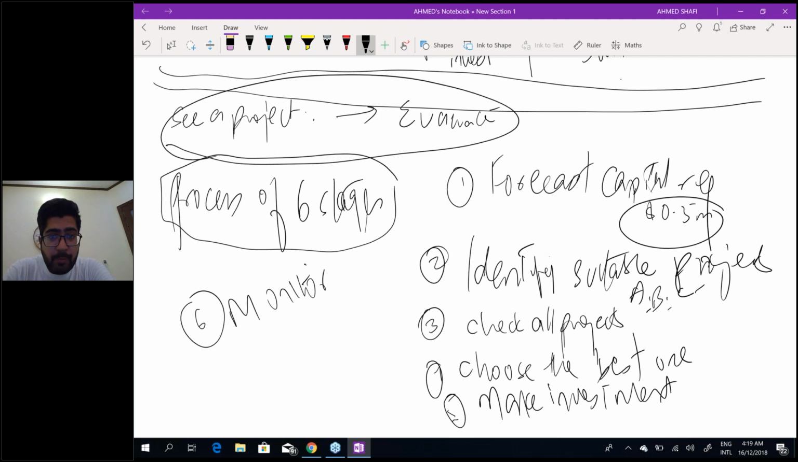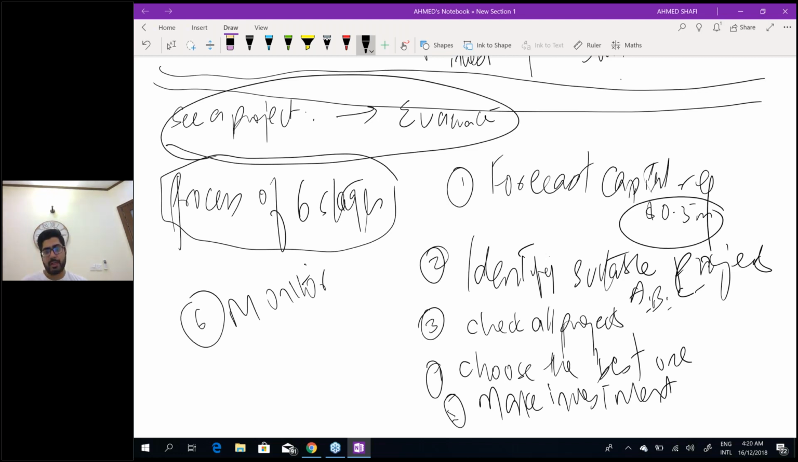So companies usually do appraisal like this. They don't do appraisal like us. They just pick up a book and check whether it's fine or not. That's what we do. Companies do appraisal by following this 6-step process.